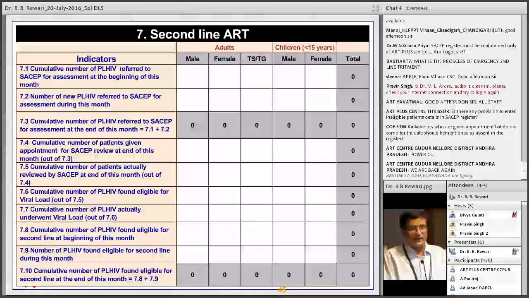Meaning thereby they had a true immunological failure or a true clinical failure, and adherence was good. What is the cumulative number of PLHIV who underwent viral load? What is the cumulative number of PLHIV found eligible for second line at the beginning of this month, during this month, and the total cumulative number? So it is exactly the same as for the first line ART.